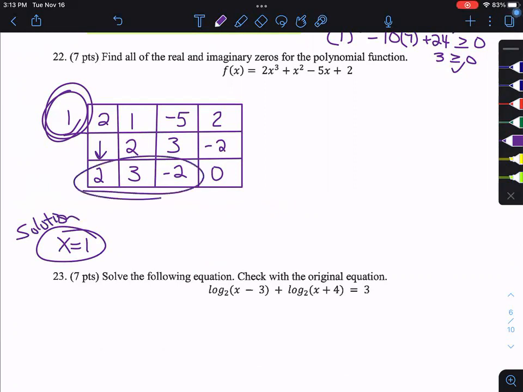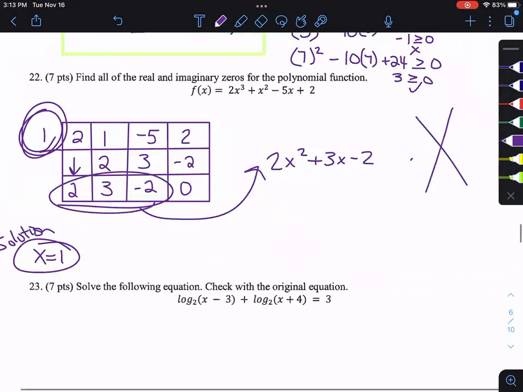We're going to take the remaining pieces here and we're going to write them as 2x squared plus 3x minus 2. Since the remainder is 0, we're leaving it off. Again, your bottom row always starts 1 degree less than your original because you factored out one of the x's. We're going to take this and we're going to factor it using the asterisk.